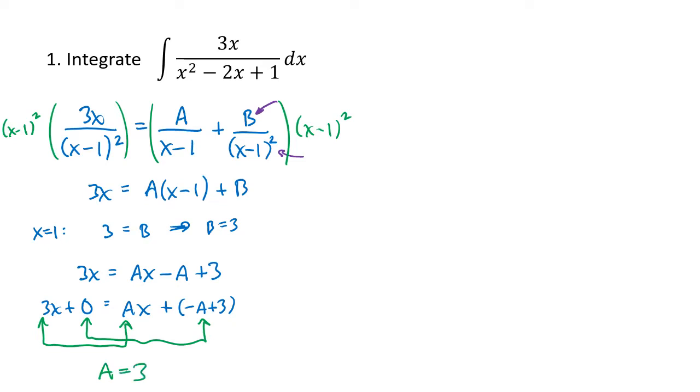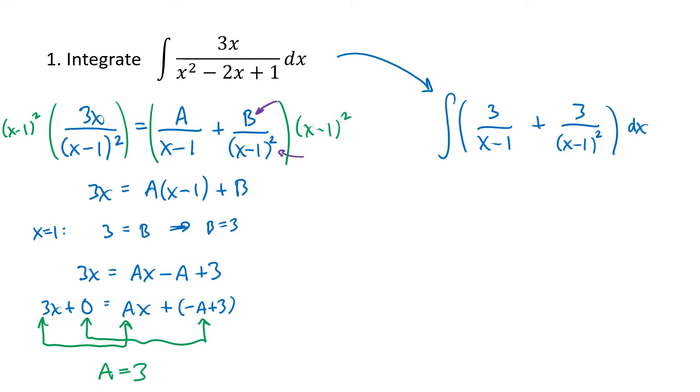So that's the method that we use. In addition to using the plug-in trick when we can, we have to equate coefficients to figure out our missing constants. All right, so our decomposition is done. We figured out that this fraction can be rewritten as a over x minus 1, plus b over x minus 1 squared. So that's 3 over x minus 1, plus 3 over x minus 1 squared.